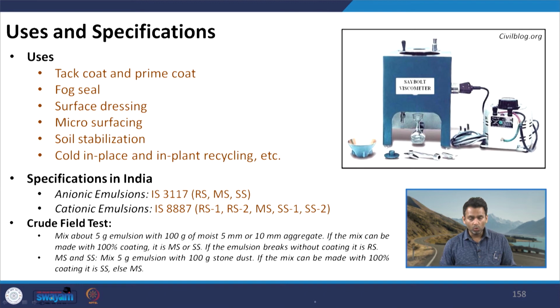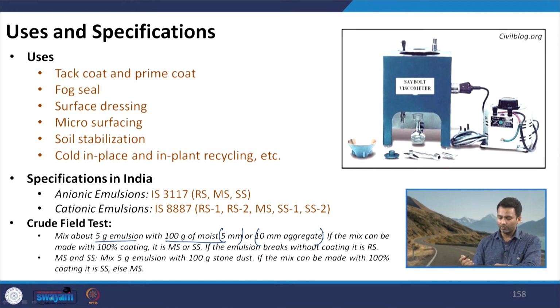Now, one of the crude tests in the field suggested in some sources, which can be used to identify whether the emulsion supplied is a medium setting, slow setting or rapid setting emulsion, is, for example, we want to find out whether it is a rapid setting emulsion. So, what we can do is mix 5 gram emulsion with 100 gram of moist 5 mm or 10 mm aggregate. So, we can take single sized 5 mm or 10 mm aggregate, 100 gram, and mix it with 5 gram of emulsion.